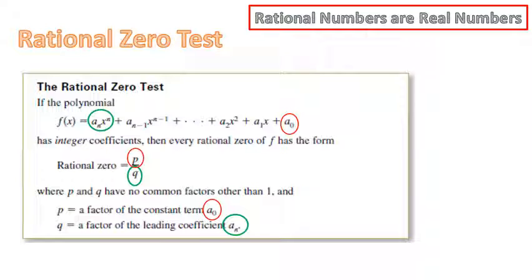We look at the last number of our polynomial function, the constant, and the factors of it go as the top number. And the rational zero test is a ratio of those factors. It's the ratio of the factor of the constant term over the factor of the leading coefficient.